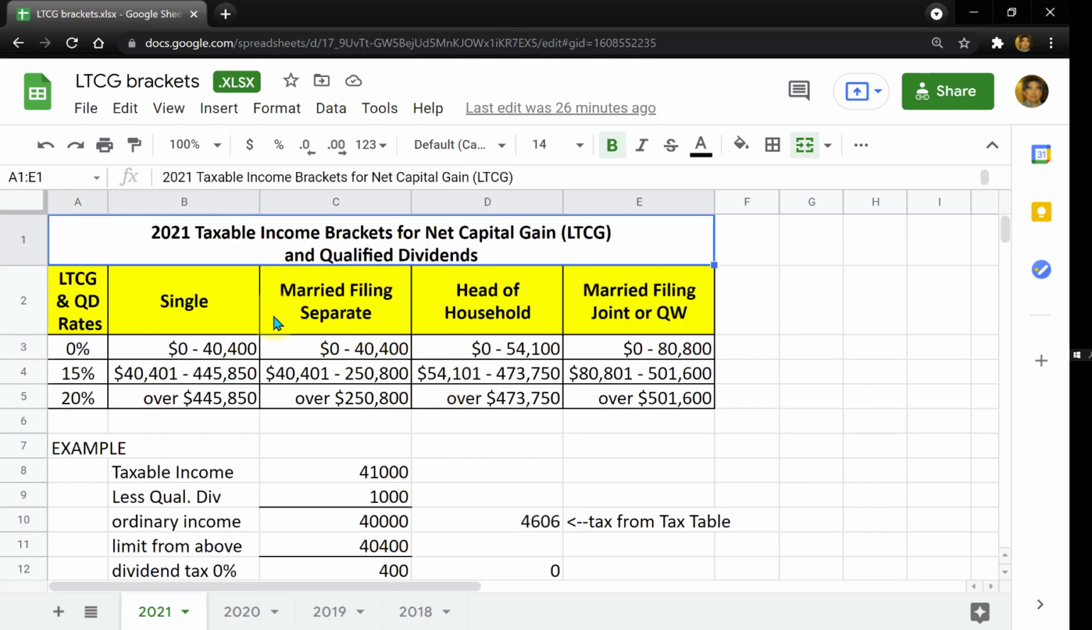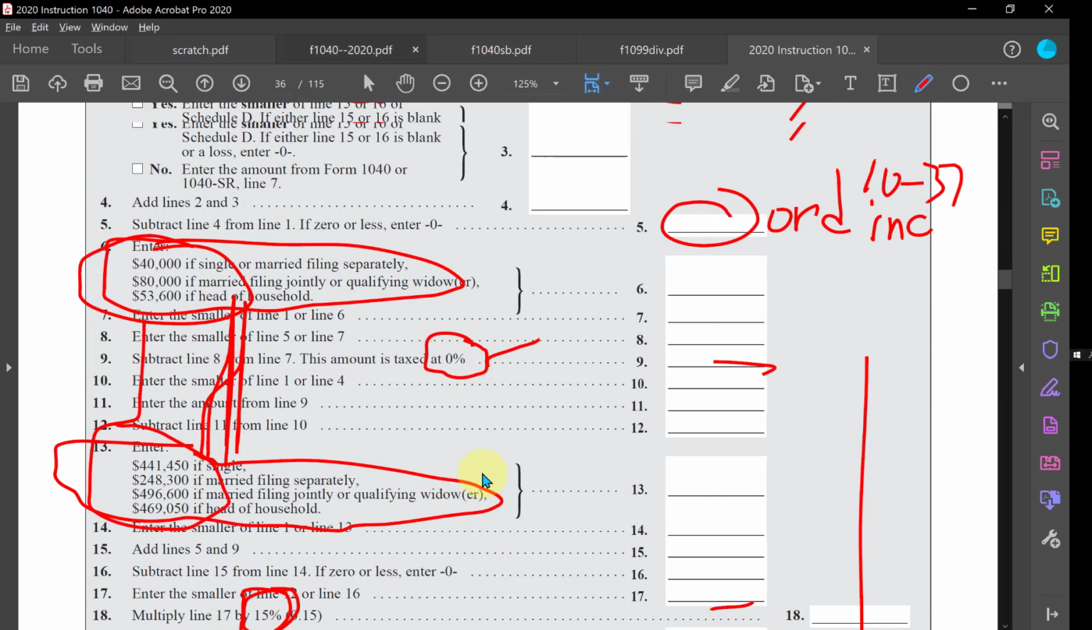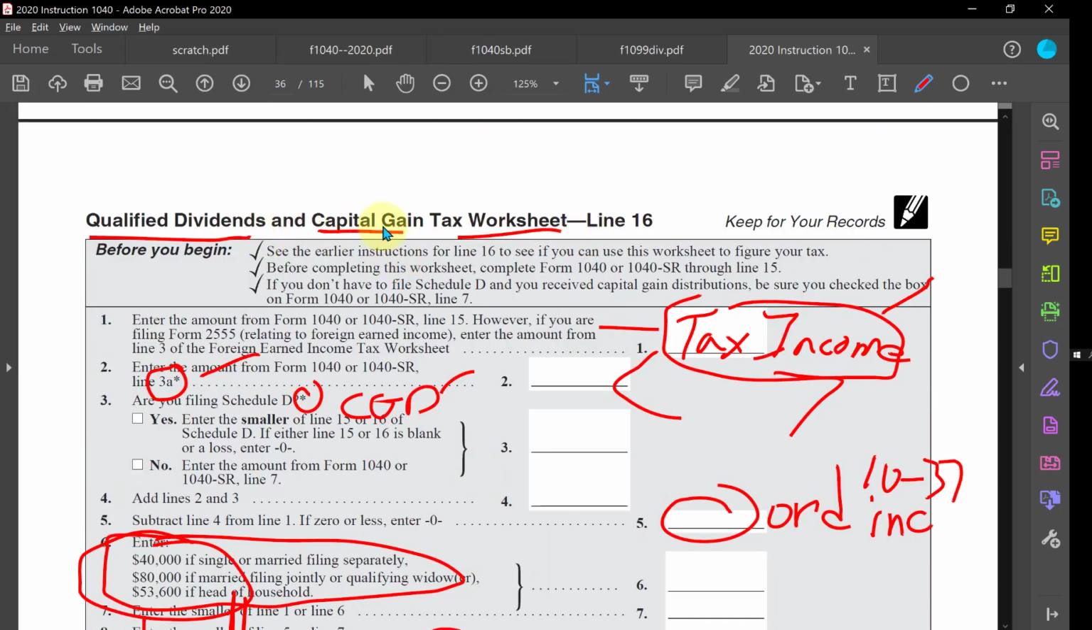Again, you have to make sure you're using the correct filing status column. And notice that it's going to be double for married filing joint. Here you look at married filing separate. And in the second row, you notice it's not really double anymore as compared to this. Okay, so it looks like we even cut it in half. So you've got to make sure you're using the correct filing status and using the correct formula. Again, the formula is basically there's a worksheet here inside of the instructions for the 1040 form.